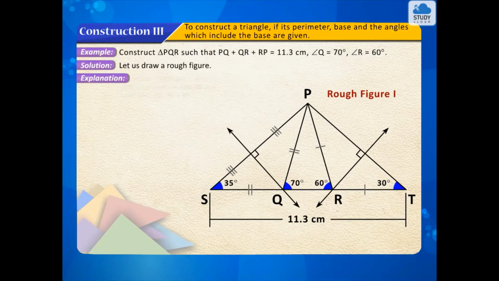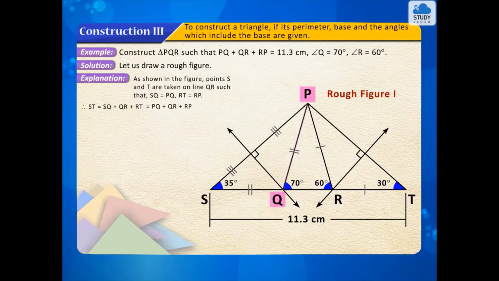Explanation. As shown in the figure, points S and T are taken on the line QR such that segment SQ = segment PQ, segment RT = segment RP. Therefore, segment ST = segment SQ + segment QR + segment RT = segment PQ + segment QR + segment RP = 11.3.